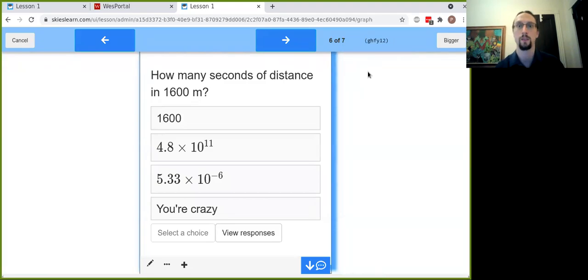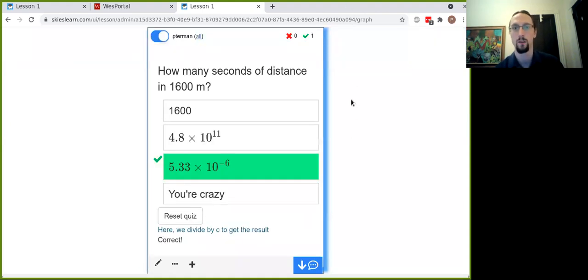Okay, now let's do it the other way. How many seconds of distance are in 1,600 meters, which is 1 mile? Pause the video. All right, so this time we just divide the distance given by the speed of light, and we get a very small number. That's how many seconds of distance are in 1 mile.